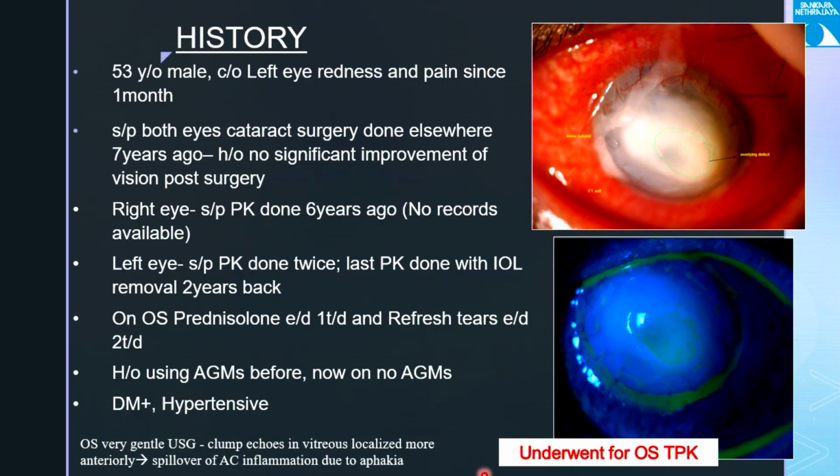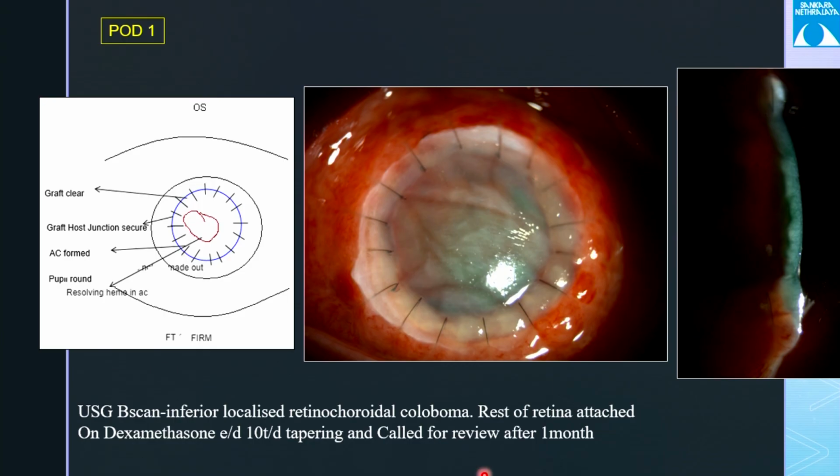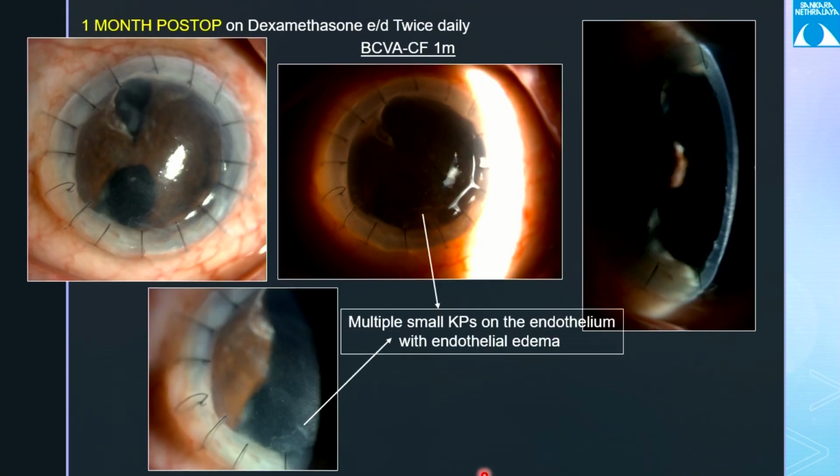So the patient was planned for left eye penetrating keratoplasty. On post-op day 1, the graft was clear with graft host junction secure and sutures intact. There was a resolving heme, and the IOP was firm. The patient was kept on dexamethasone eye drops 10 times daily, tapering, and was called for review after 1 month.